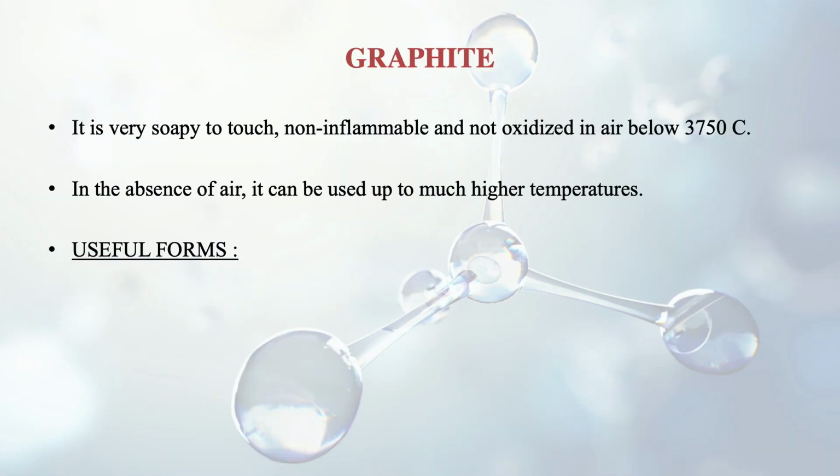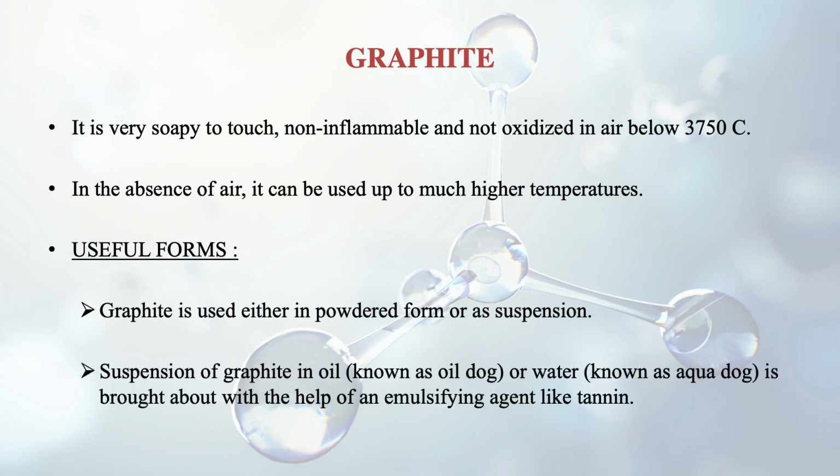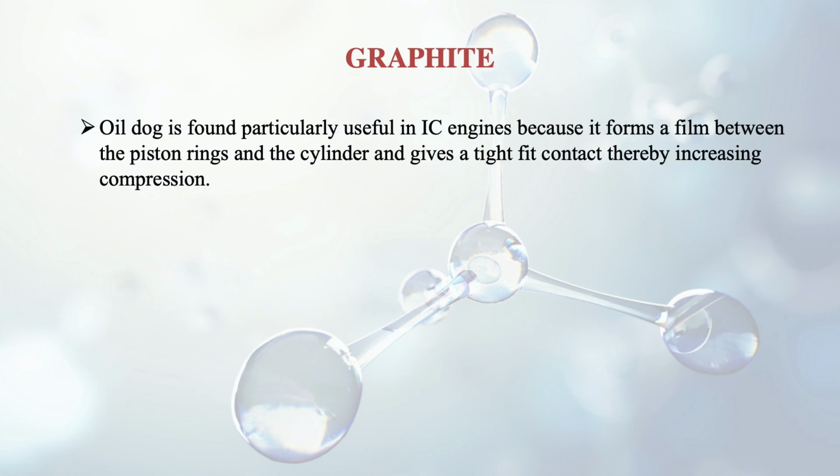And what are the useful forms of graphite? Graphite is used either in the powdered form or as a suspension. A suspension of graphite in oil is known as oildag, whereas a suspension of graphite in water is known as aquadag. This is done with an emulsifying agent like tannin. Oildag, the emulsion of graphite in oil, is particularly useful in internal combustion engines because it forms a film between the piston rings and the cylinder, and thus gives a tight fit contact, thereby increasing compression.